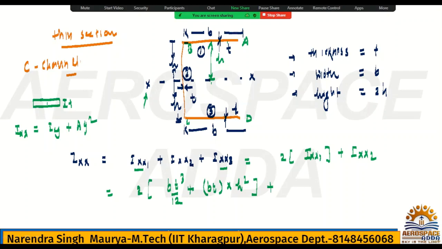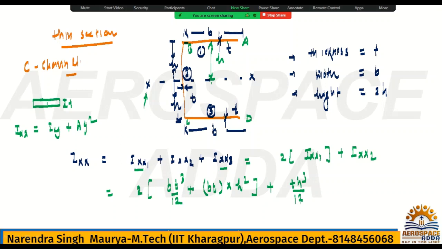Right. So these are the two sections you have taken, 1 and 3. Now for the middle one, the thickness is t, and the length is h. So it will be t h cube divided by 12.